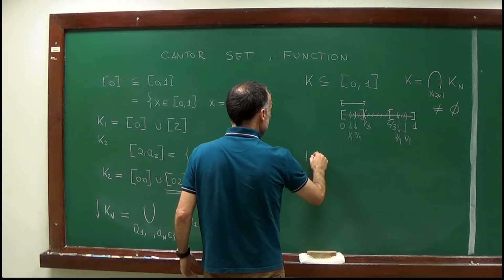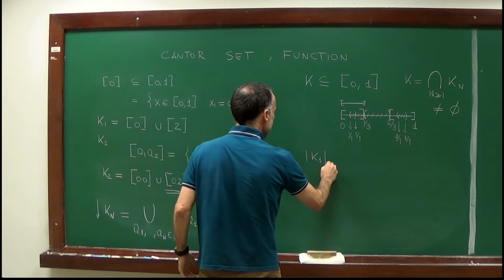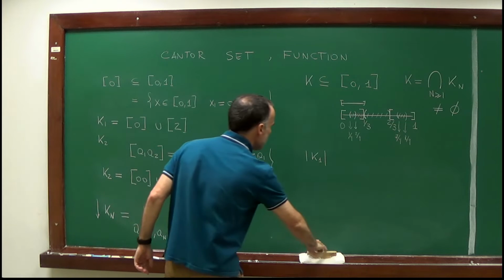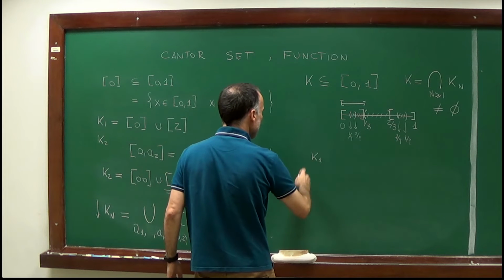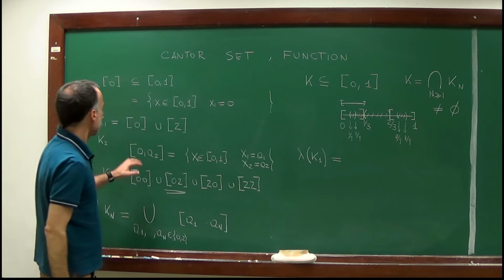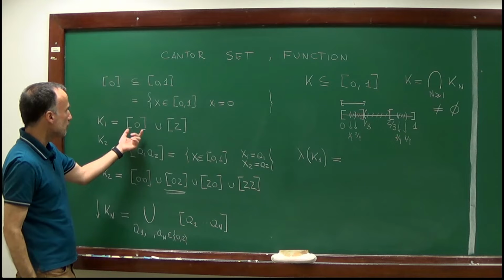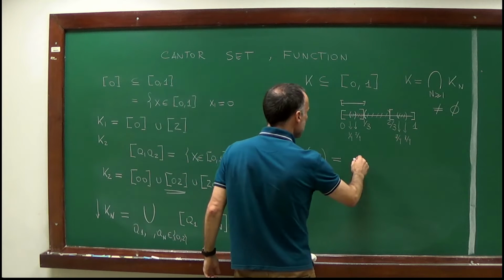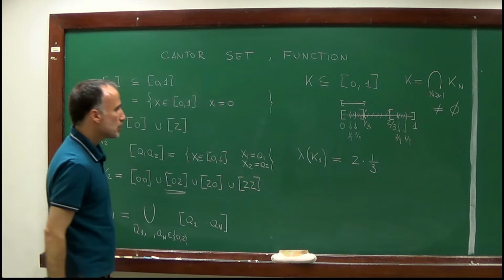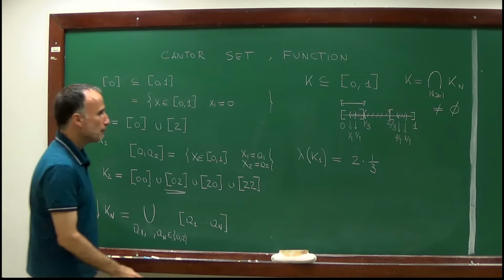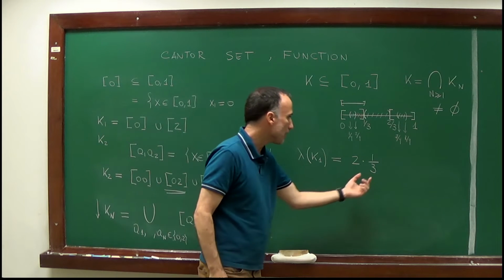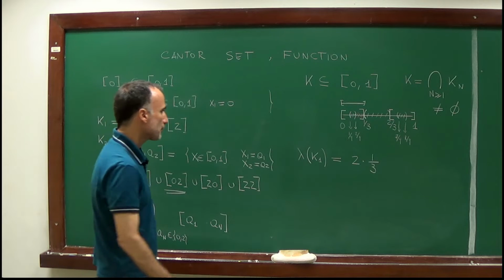So K1, it's the union of two intervals. So maybe let me represent by lambda of K1 the Lebesgue measure of this interval. So each interval has a length 1/3, and there are two of such intervals. So the Lebesgue measure of K1 is 2/3, because there are two disjoint intervals, and each one has length 1/3.